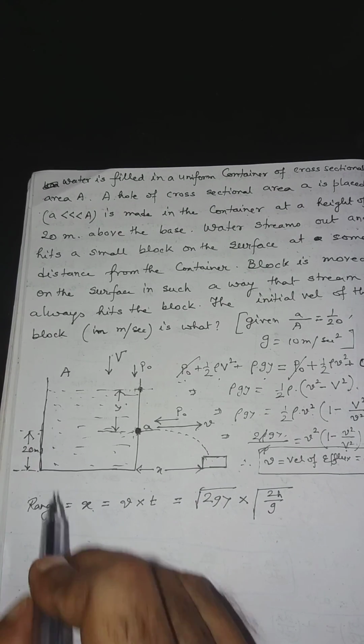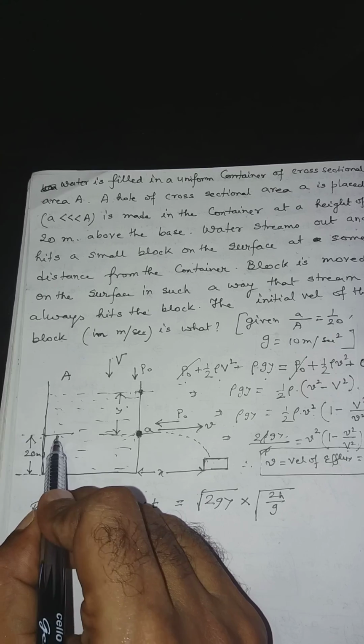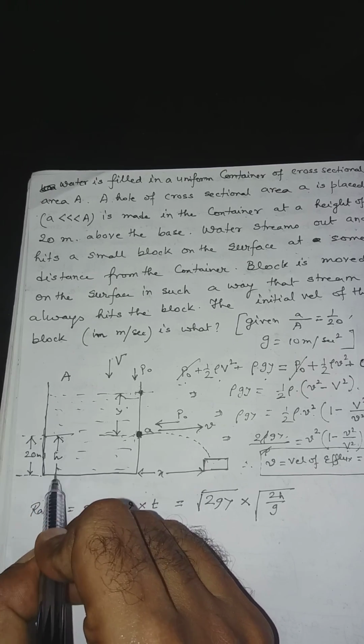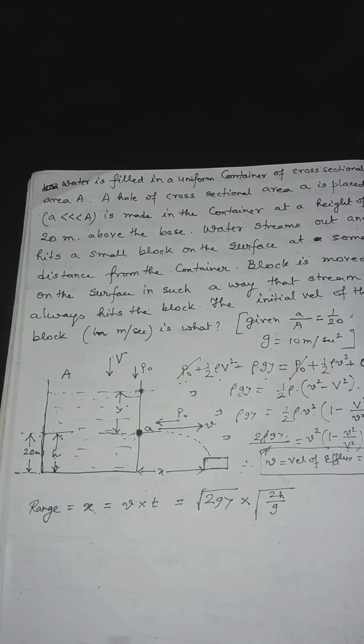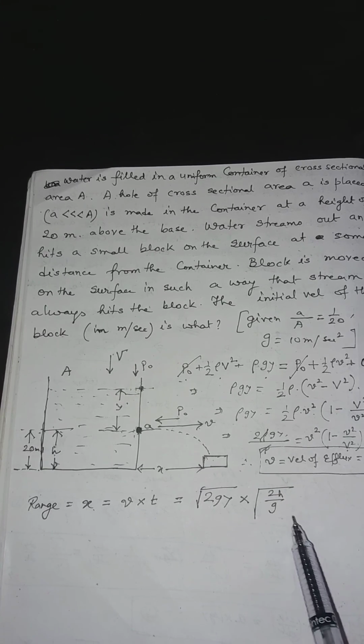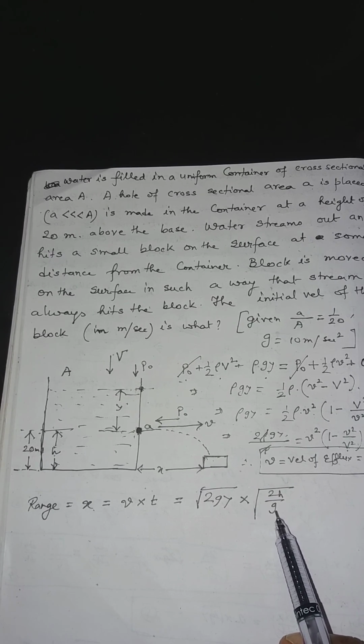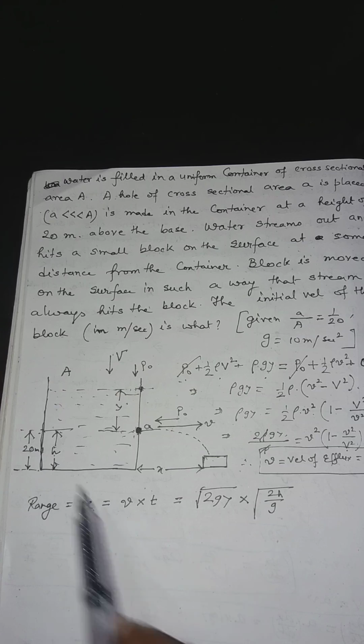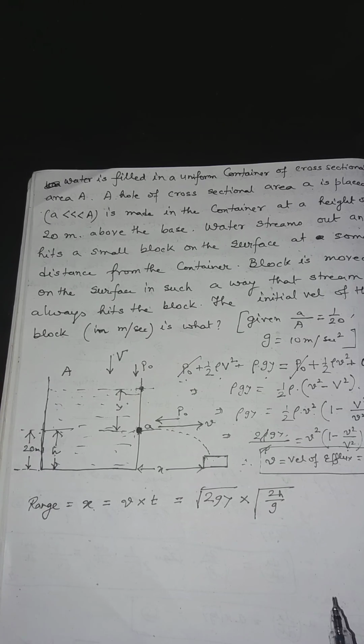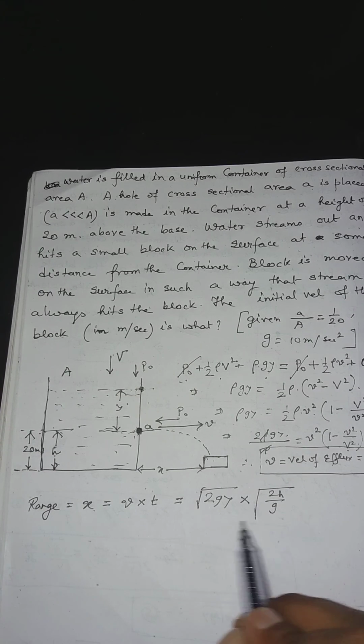Now why is it 2h by g, and which one is h? This distance we are first considering as h, which is equal to 20 meter. For the sake of this problem, we are first considering it as h, and once the problem is finished, we will put in the value of h. So this is the range.